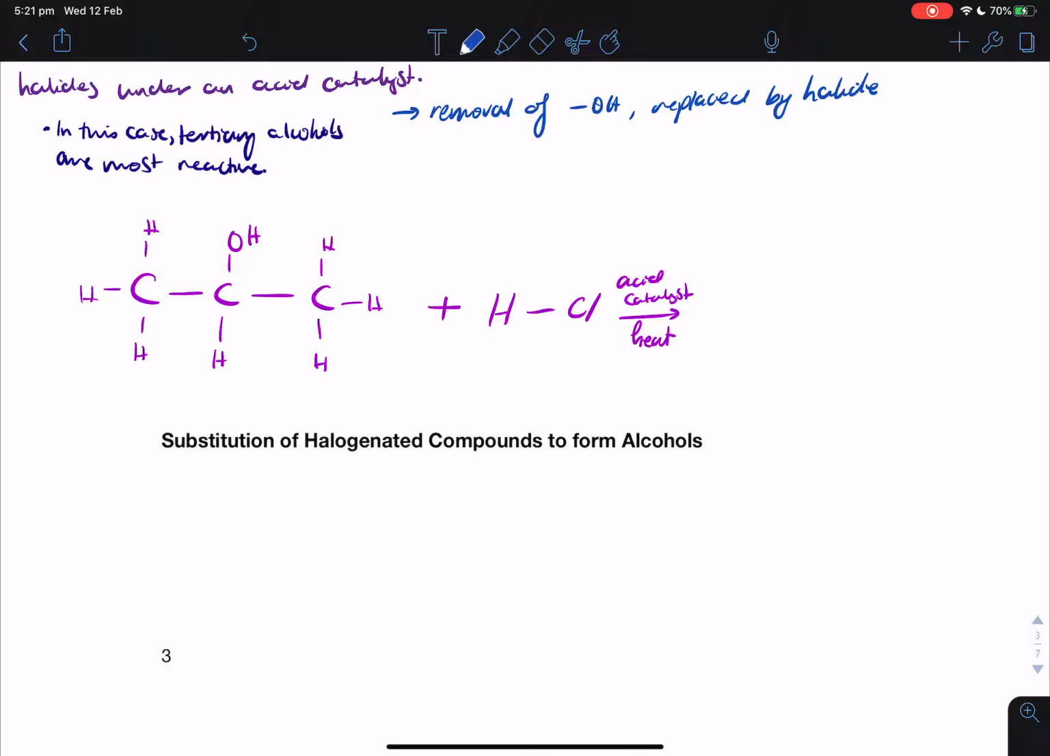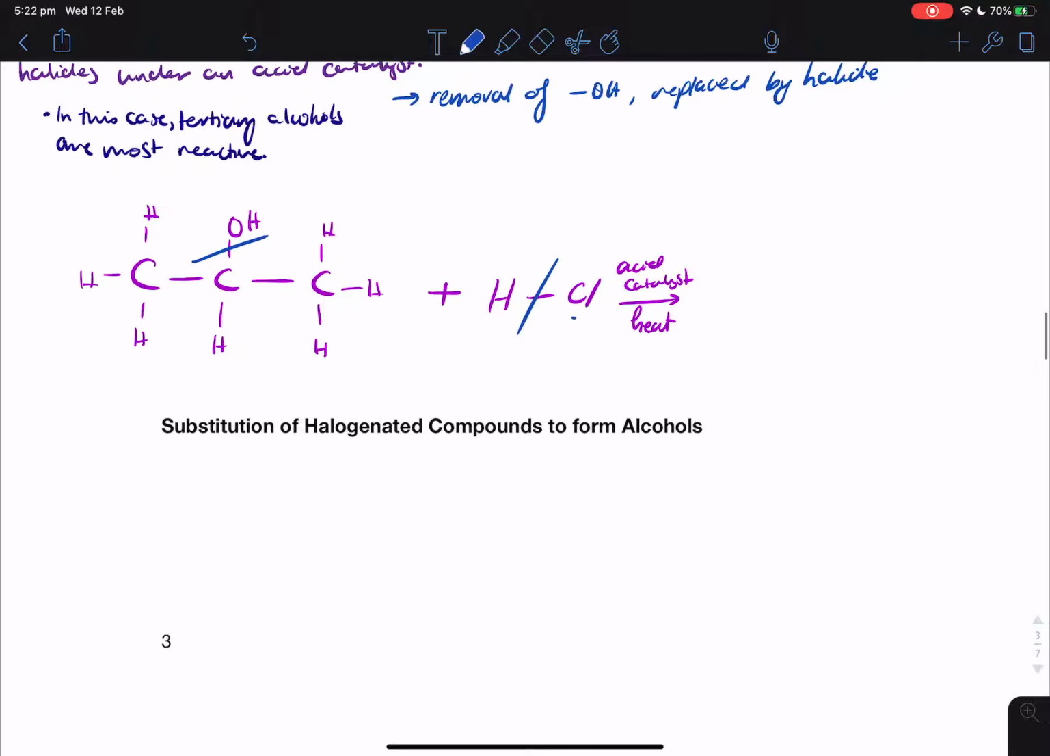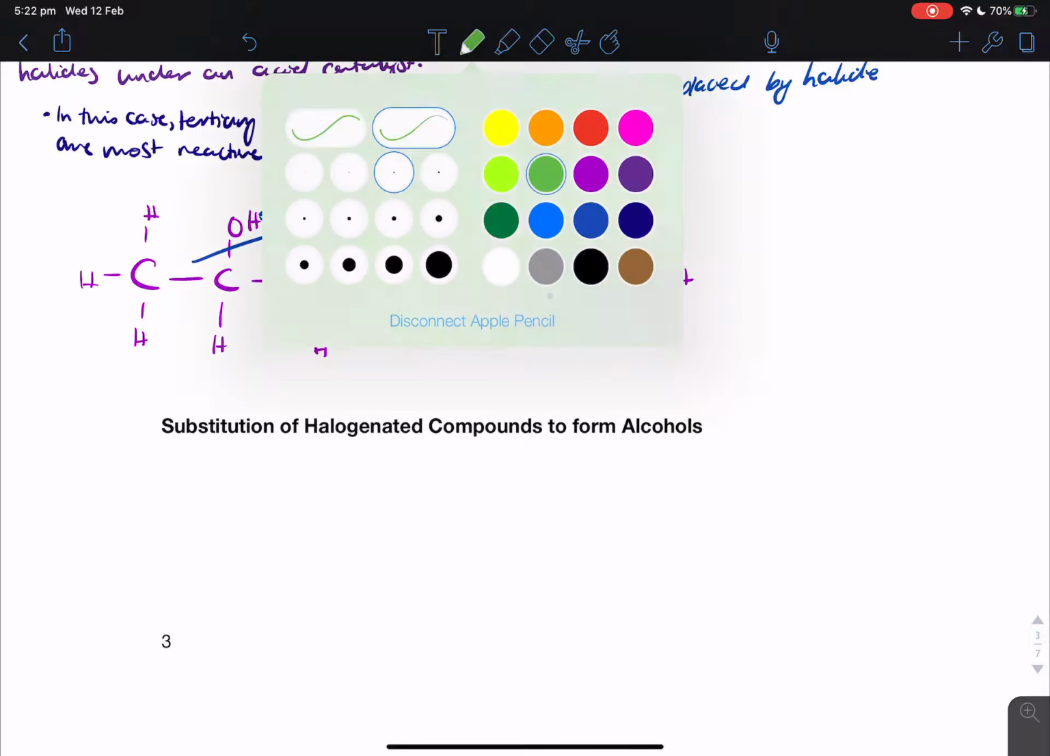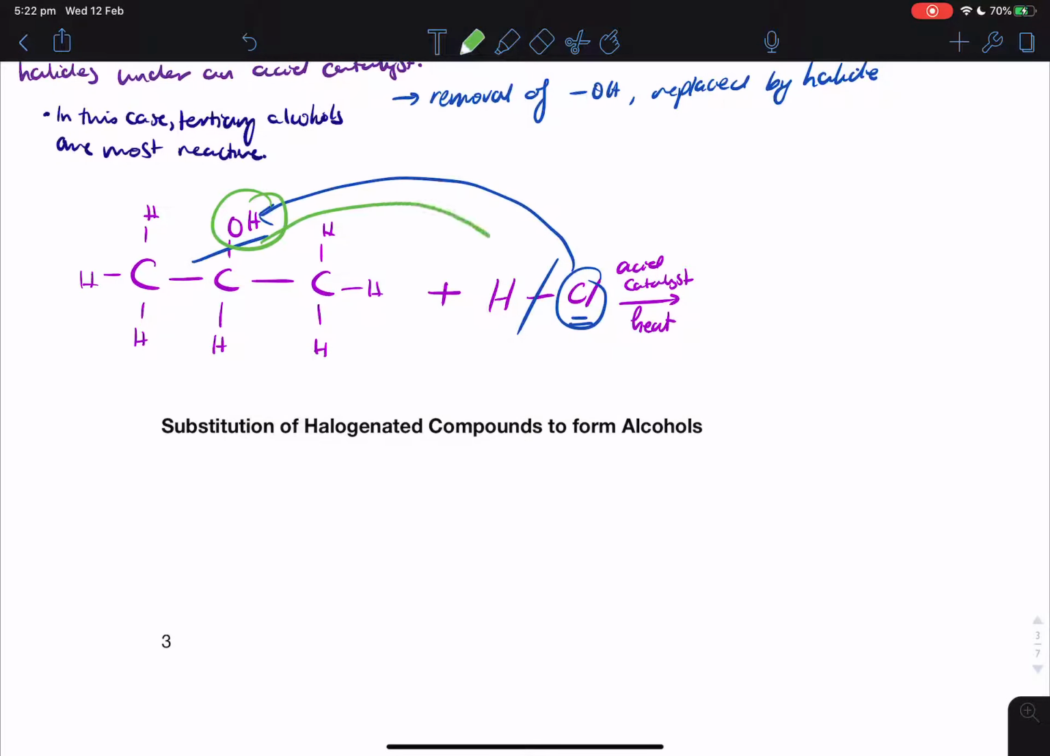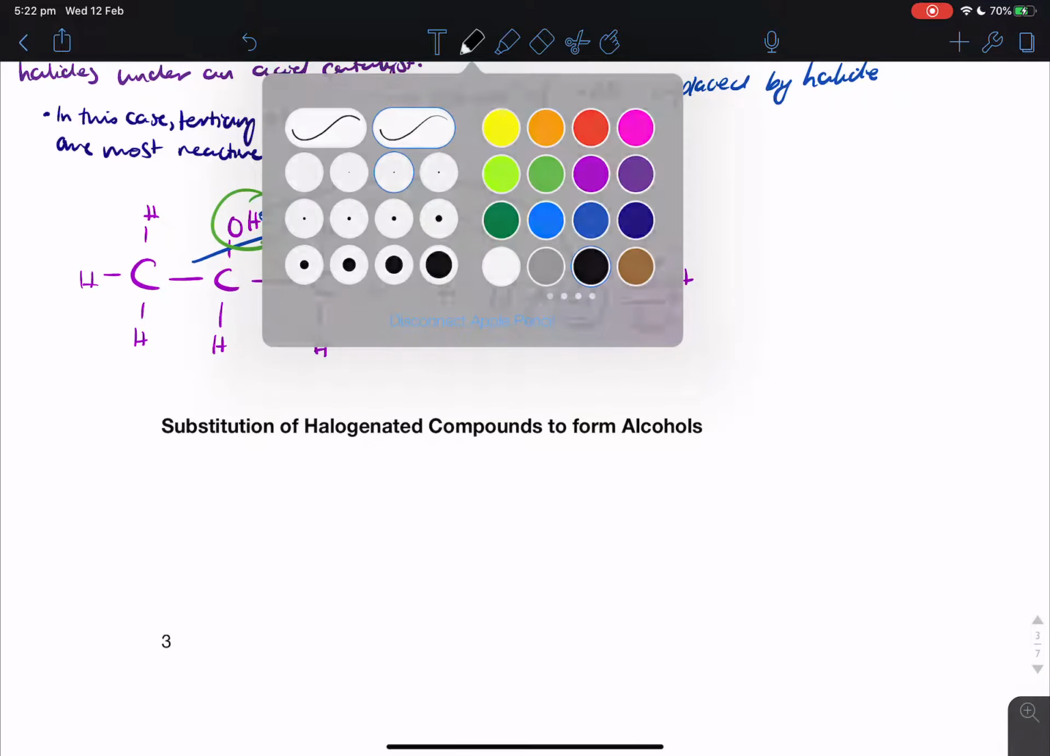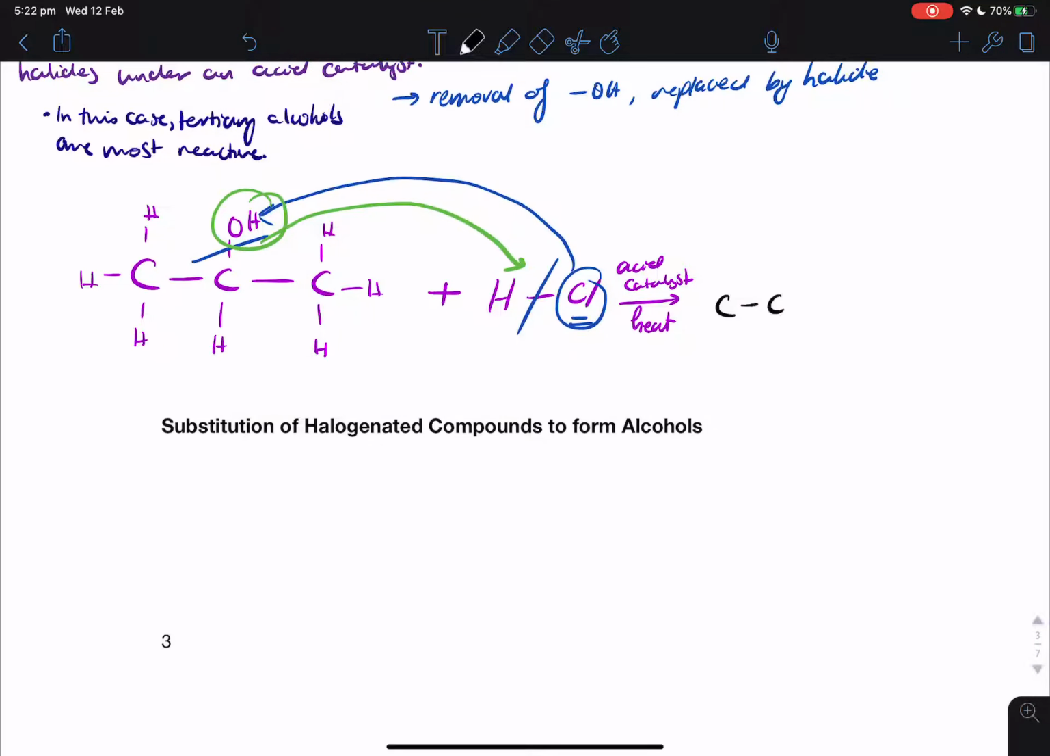This carbon-oxygen bond is going to break. So we're going to break here, and we're also going to break here. Okay, what's going to happen is this chlorine is going to replace the hydroxyl, and the hydroxyl is going to replace the chlorine. So what's going to happen is we're going to end up with something that looks like this.